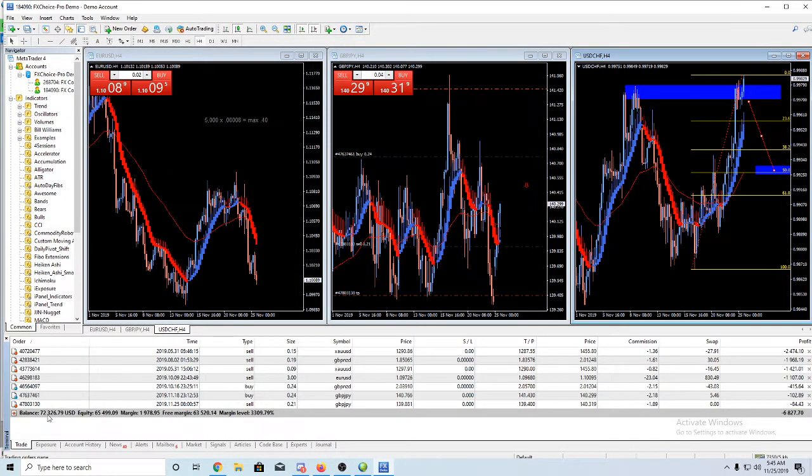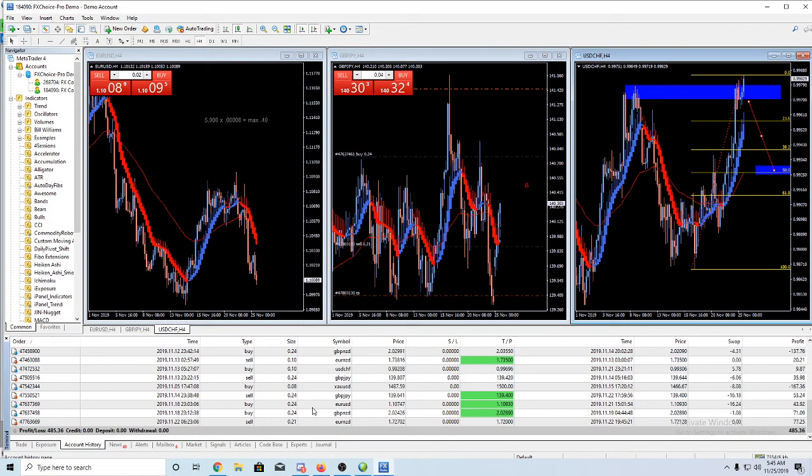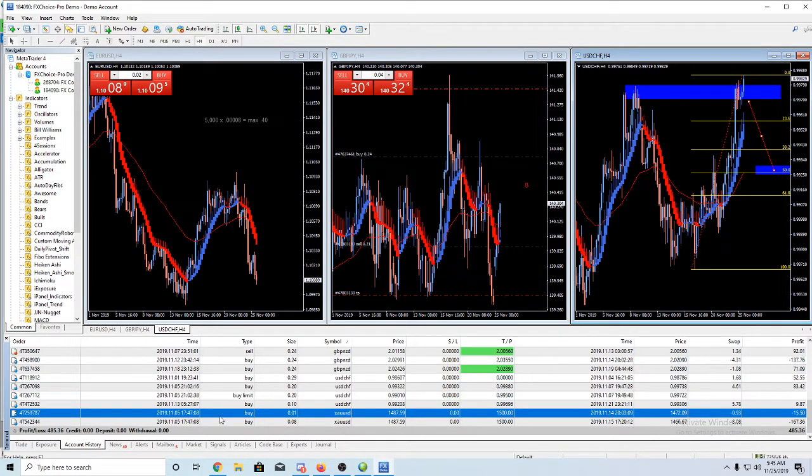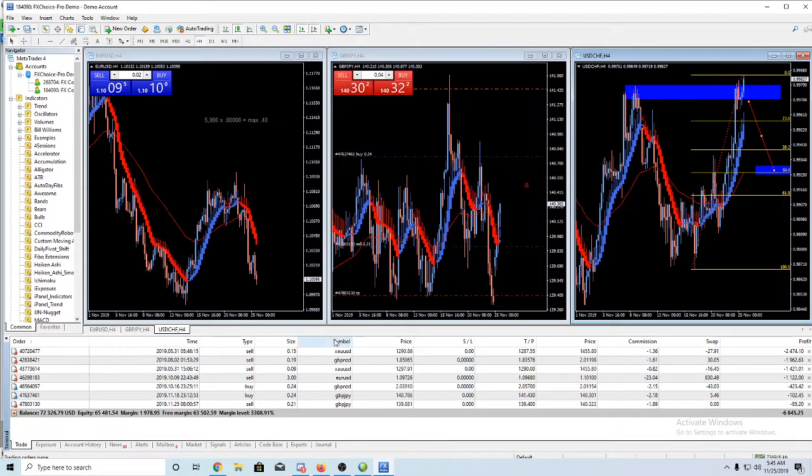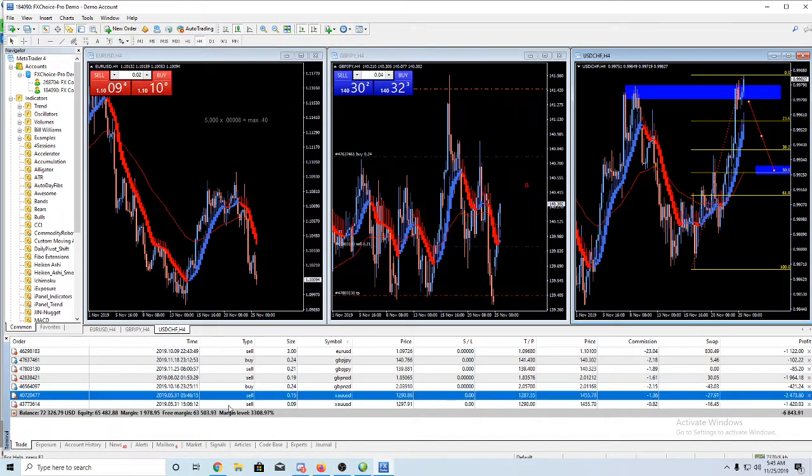Alright, here's my other account. This is that 72K one. I've been in this gold trade for who knows how long. Change the symbol. Well, I know how long. No, that's not the right one, is it? Oh, it's account history. I'm like, what am I looking at? There we go. Current trade.